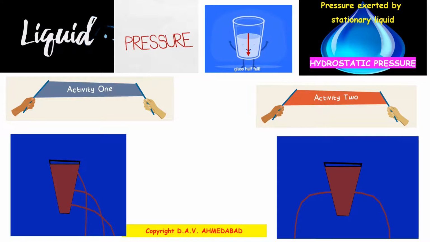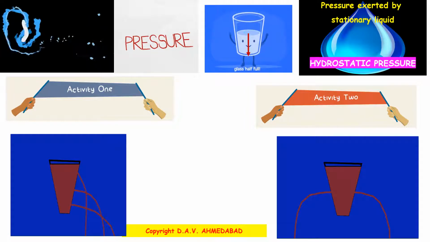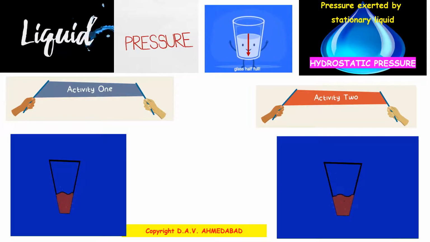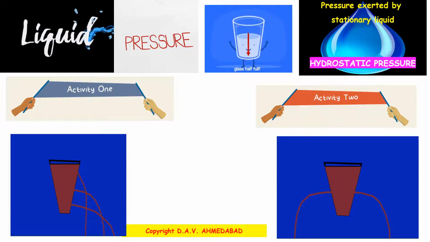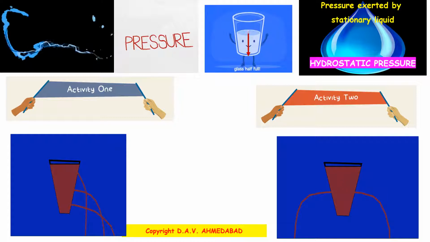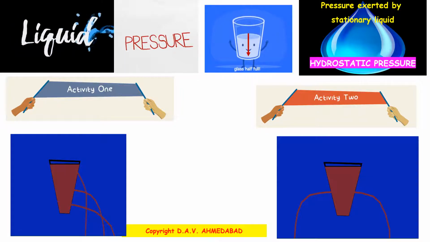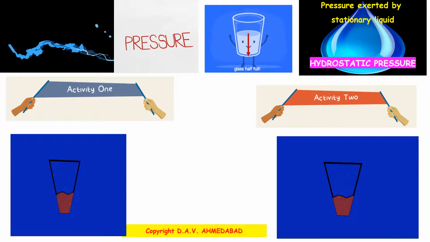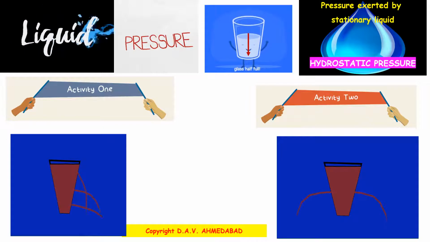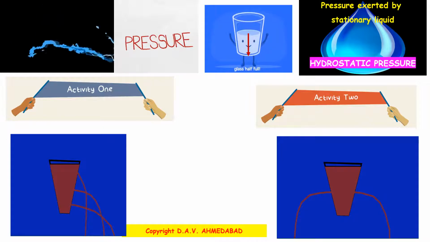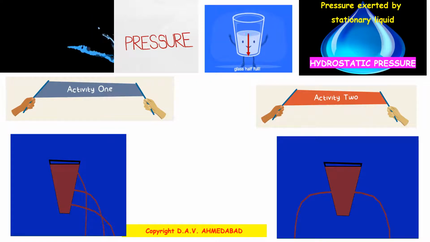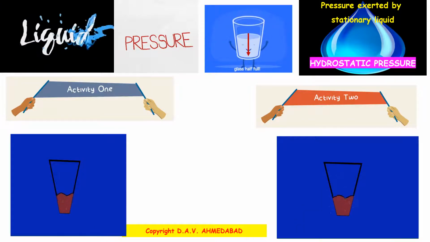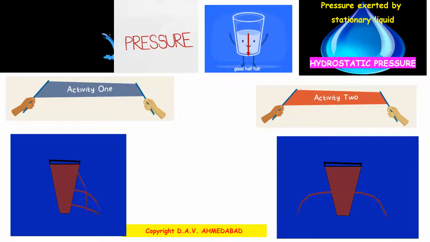In activity 2, I have taken a glass and filled it with water. I made 2 holes at the same height, and what do I observe? I am observing the water coming out from both the holes covering equal distance. Based on these two activities, we will be concluding the properties of liquid pressure.